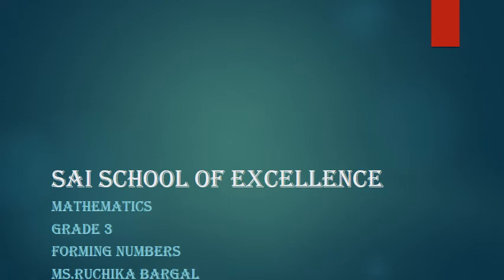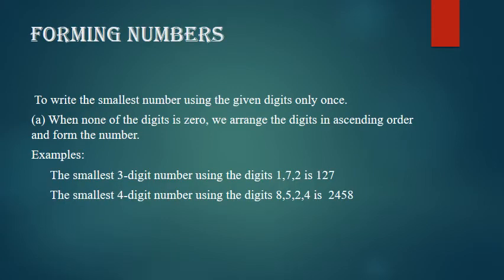Hello students, in this module we are going to study about forming of numbers. Now children, here we are going to learn how to write the smallest number using the given digits. Children, as you all can see on your screen, the digits given are 1, 7 and 2. With these digits you need to write the smallest 3-digit number.